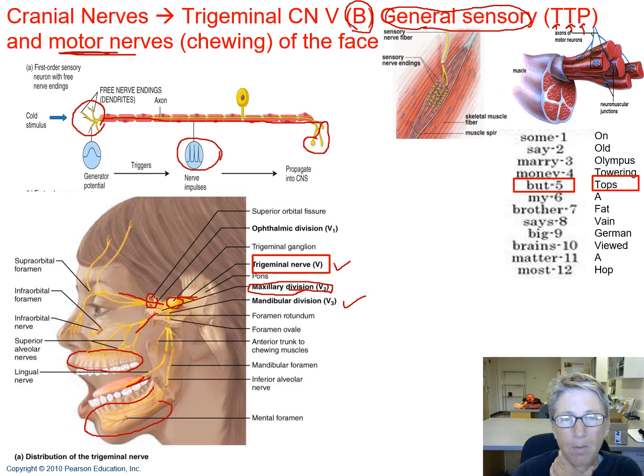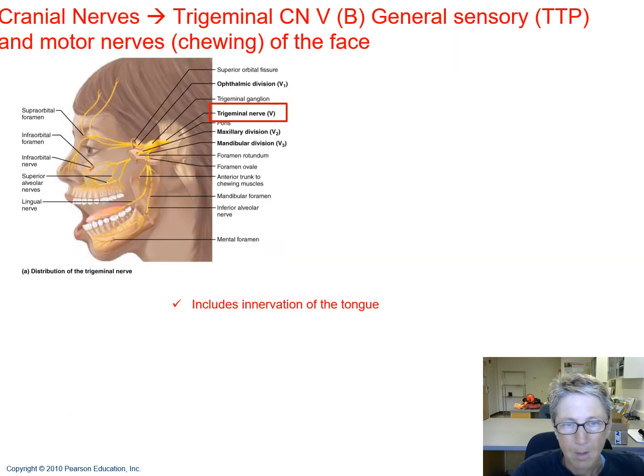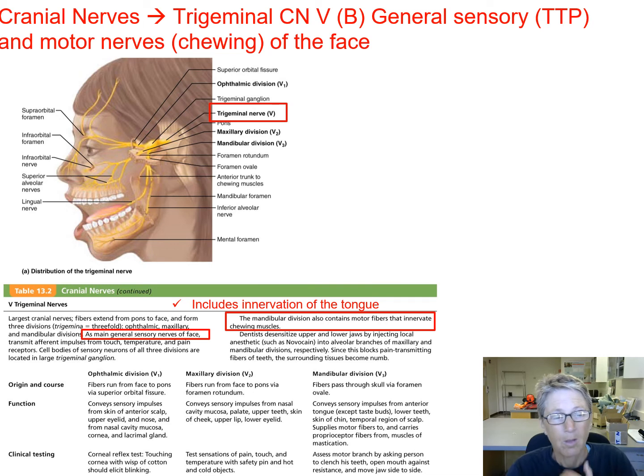And so here we are with our mnemonic, so both. So we're at cranial nerve 5, that's both, and tops, so for trigeminal. The trigeminal nerve includes innervation of your tongue. And it says here the trigeminal nerve is the largest of your cranial nerves.